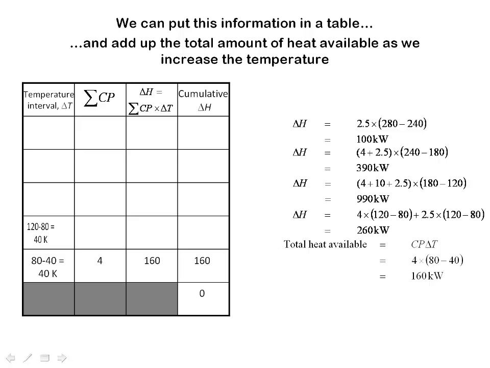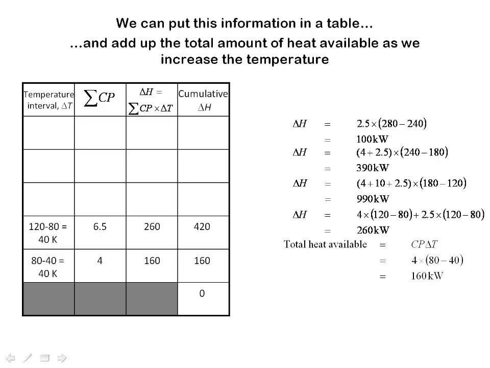Similarly, our next temperature interval from 120 down to 80, again the size of the temperature interval is 40 K. On this occasion, the sum of the specific heat capacities was 4 plus 2.5, which is 6.5. 6.5 times 40 gives us total heat available in this temperature range of 260. Adding that to the 160 that we already have, we have 420 kilowatts of heat available from 120 down to 40 degrees C.